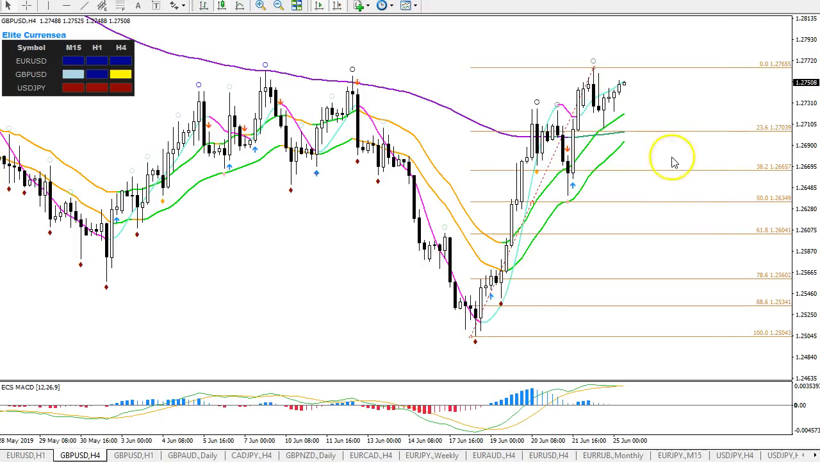But you never know, of course, if the price does break above 127.75-ish, then it could just be an extension of the uptrend.